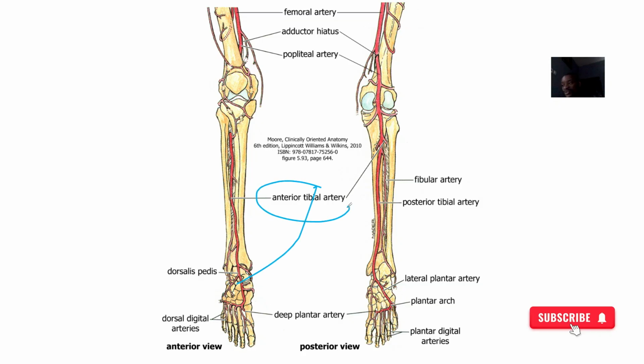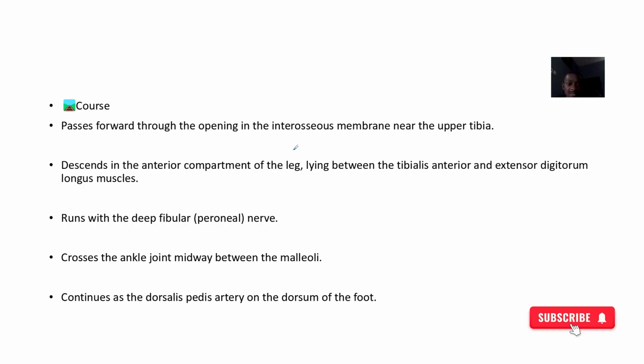Okay, very beautiful. So course: it passes through the opening in the interosseous membrane near the upper tibia, descends into the anterior compartment of the leg, lying between the tibialis anterior and the extensor digitorum. Okay, so it runs with the deep fibular nerve, that's also known as the peroneal nerve. It crosses the ankle joint midway between the malleoli. Okay, and this same artery is the artery that continues as the dorsalis pedis.